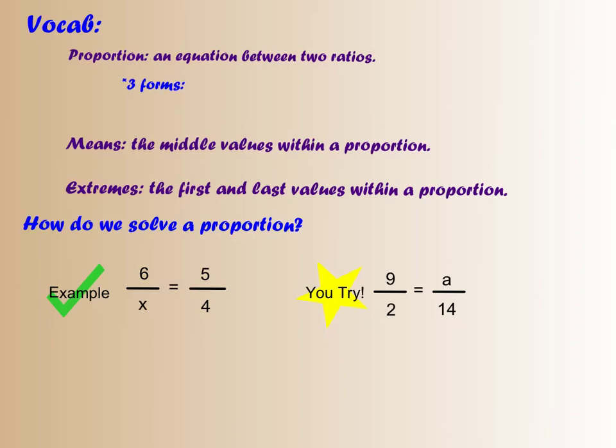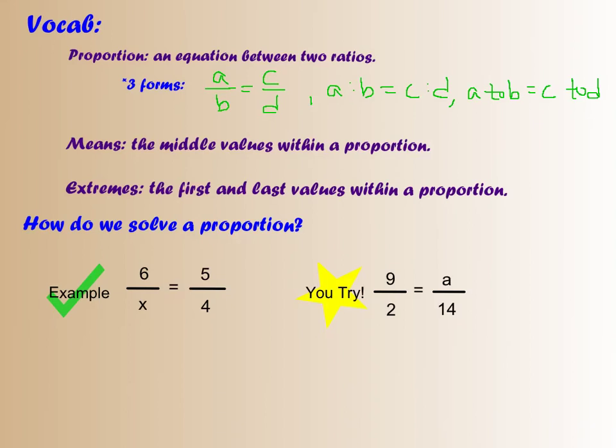So when we write these, we're also going to have three forms here, similar to the three forms from our ratios. We could have A to B equals C to D, written as fractions. We could have A colon B equals C colon D. Or we could use the word to, A to B equals C to D.